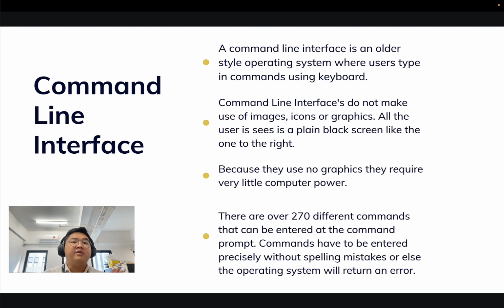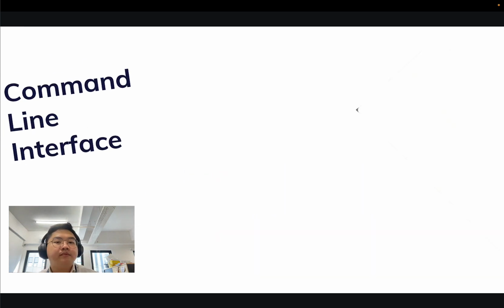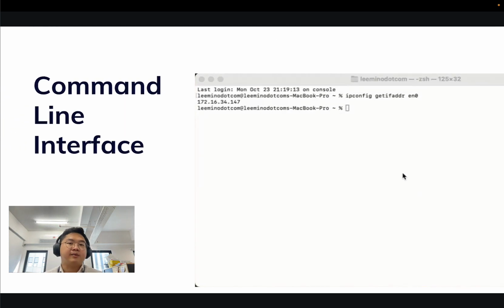But one thing that you need to know when using a command line interface computer is that commands have to be entered precisely. You need to make sure your commands are without any mistakes so that your operating system will not return any errors. Now, this is an example of how a command line interface looks when I want to know the IP configuration of our school's IP address.